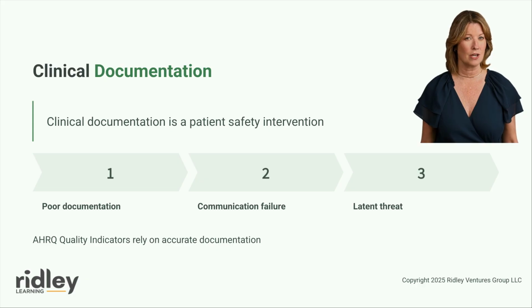The critical link between documentation and safety is evident in the work of the Agency for Healthcare Research and Quality. The entire suite of AHRQ quality indicators, including the patient safety indicators, are calculated using administrative data that is abstracted directly from clinical documentation and coding. If the documentation is inaccurate or incomplete, the resulting safety metrics will be flawed. This can either mask real safety problems, preventing the organization from learning and improving, or create the false appearance of problems, leading to wasted resources on unnecessary investigations.